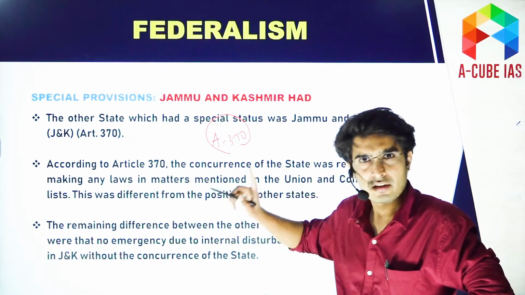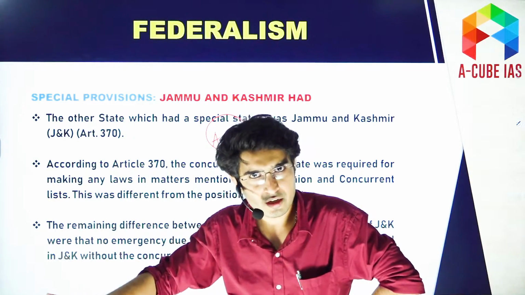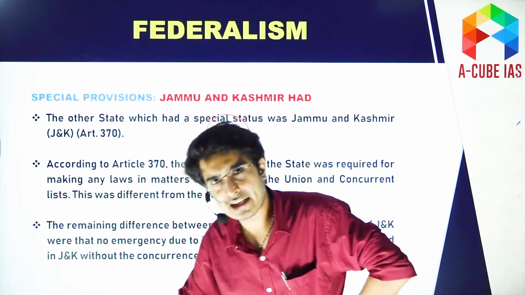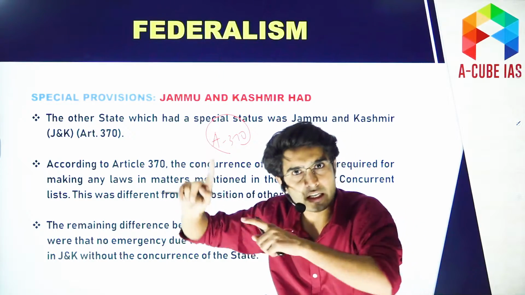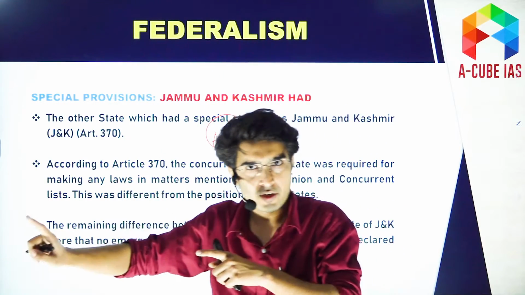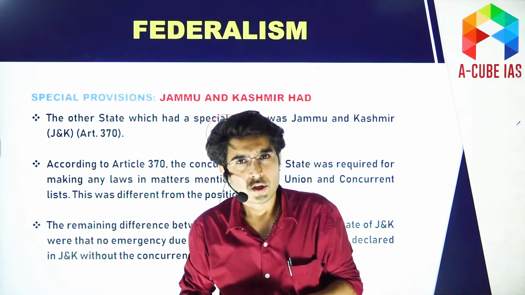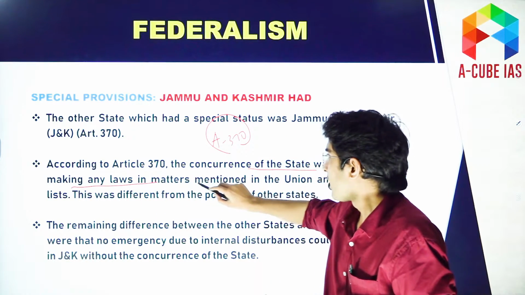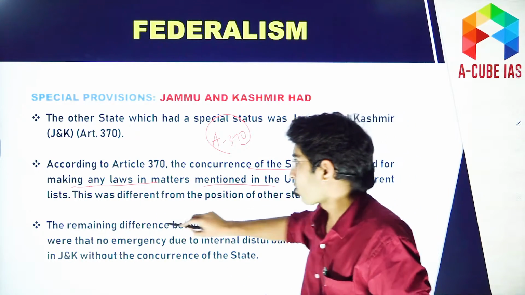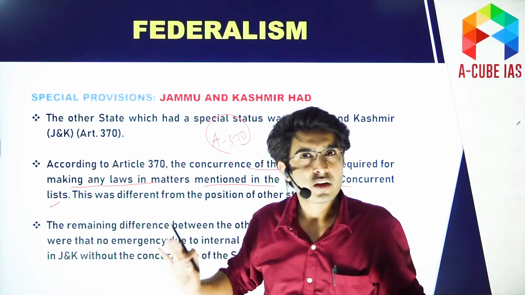In case the central government wanted to frame any law which is there in the union list or concurrent list, the central government would require the concurrence of the state government of Jammu and Kashmir. The consent of the Jammu and Kashmir government was needed before they could frame any law. So concurrence of the state was required for making any laws in matters mentioned in the union and concurrent list. But now it has been scrapped, and this also becomes important.